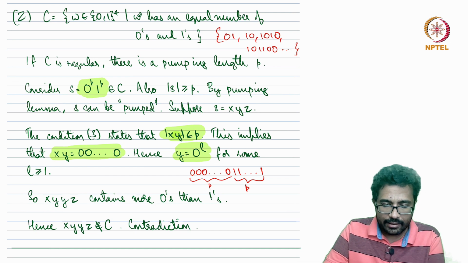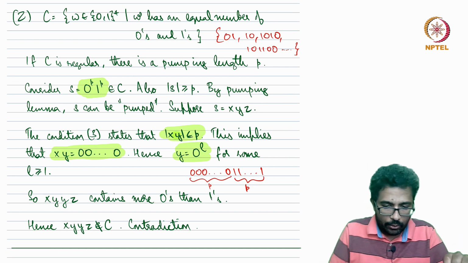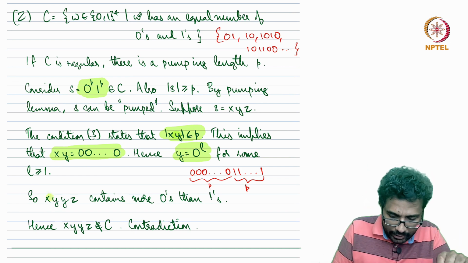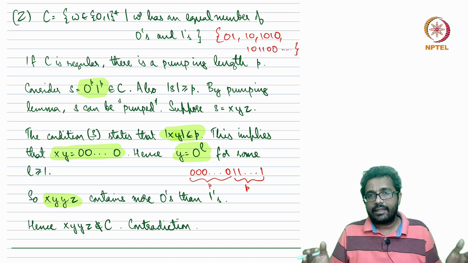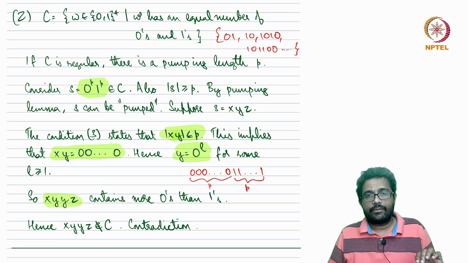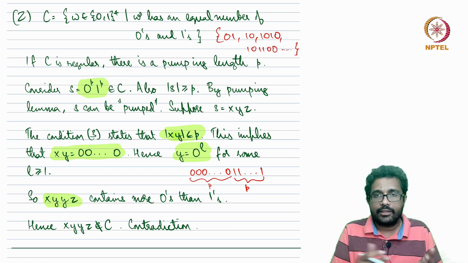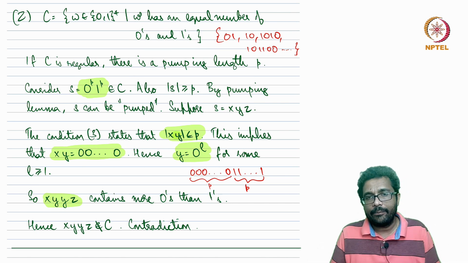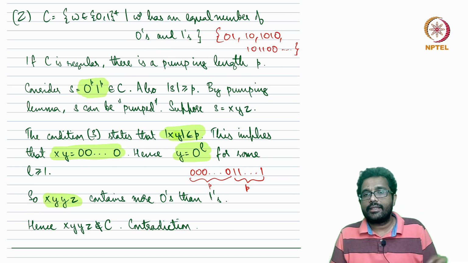Now consider the string from condition 1, xy^iz, with i = 2: y squared, so xyyz. Now xyz contains an equal number of zeros and ones. We add another y which is entirely zeros, which means this will contain L more zeros than ones, however many zeros y contains. So this is not part of the language, but condition 1 says that xyyz should be part of the language.